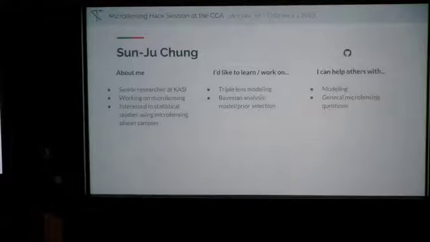And I'm interested in statistical studies using microlensing planet samples, and I'd like to learn triple lens modeling and Bayesian analysis. And yeah, I can help with the modeling and general questions on microlensing.